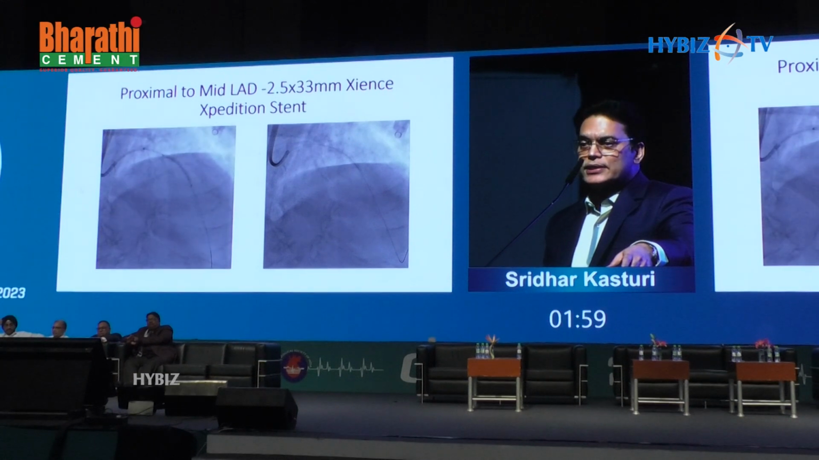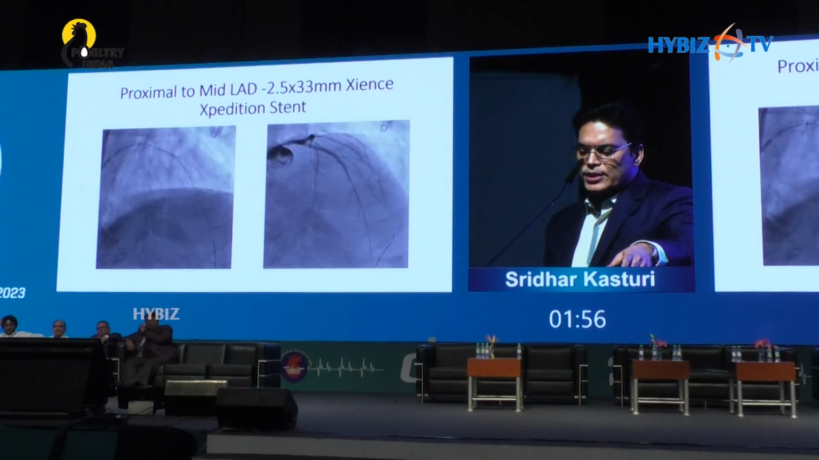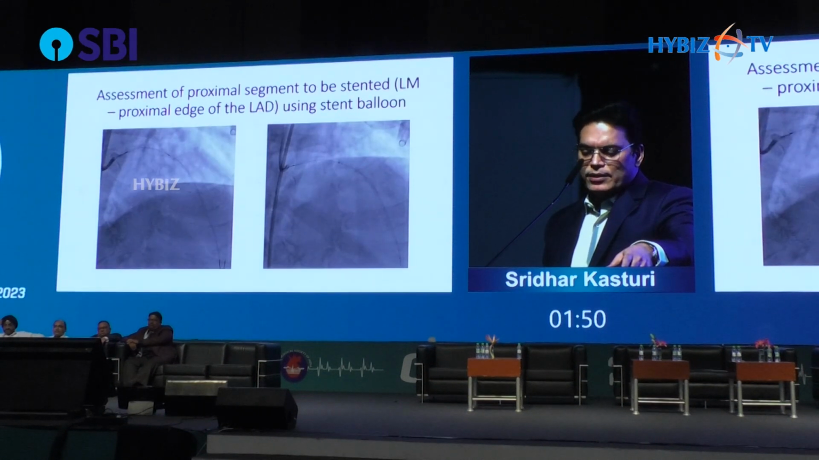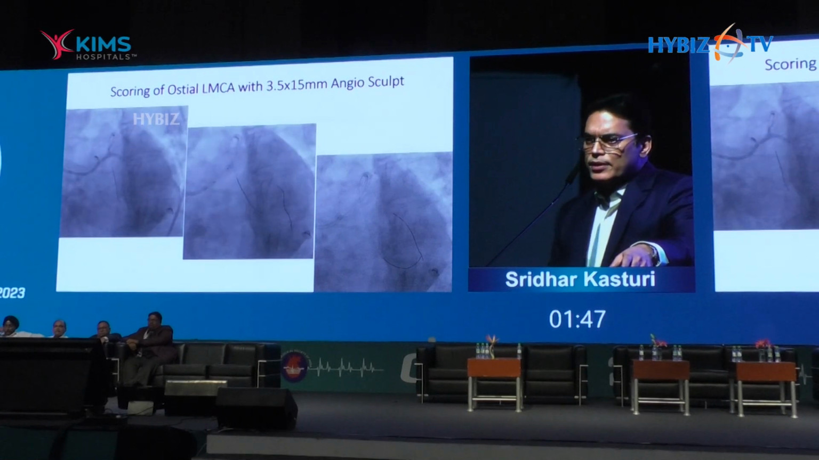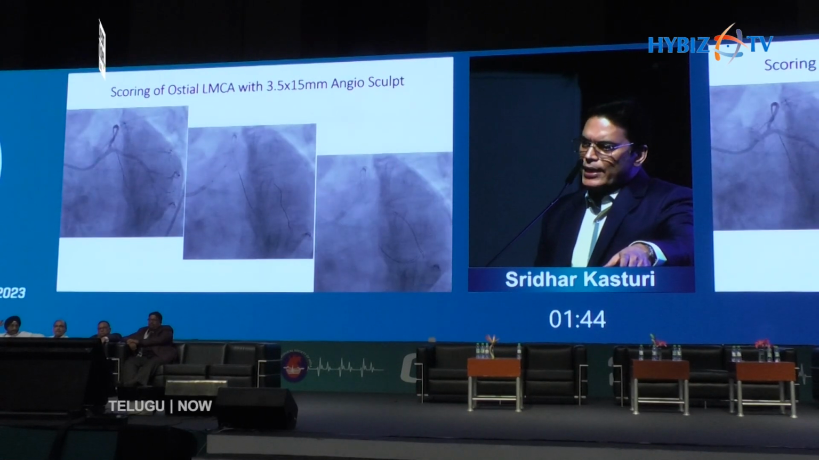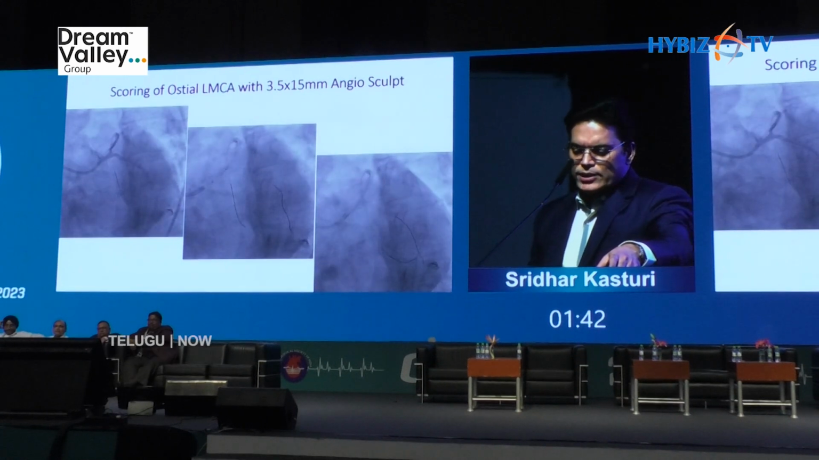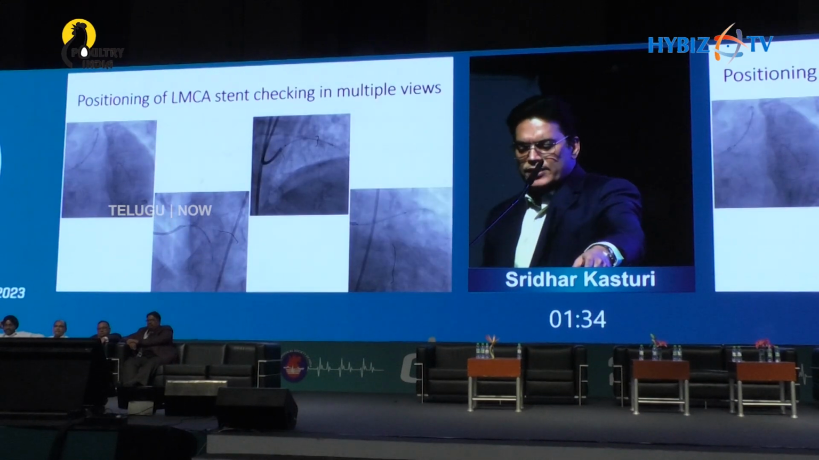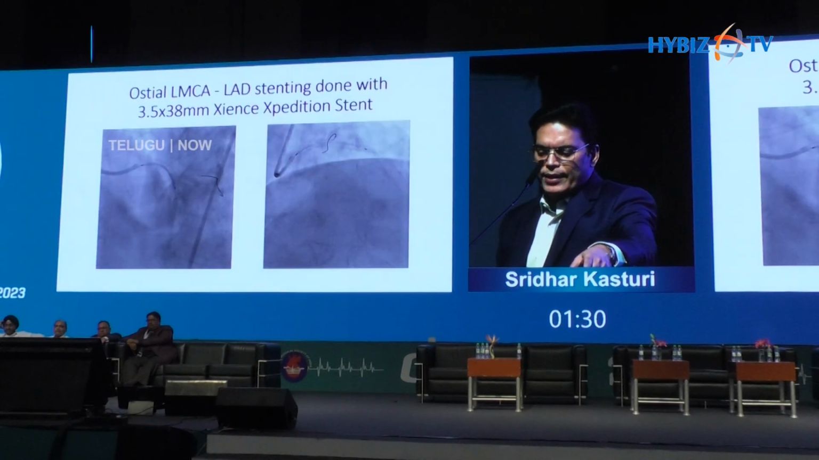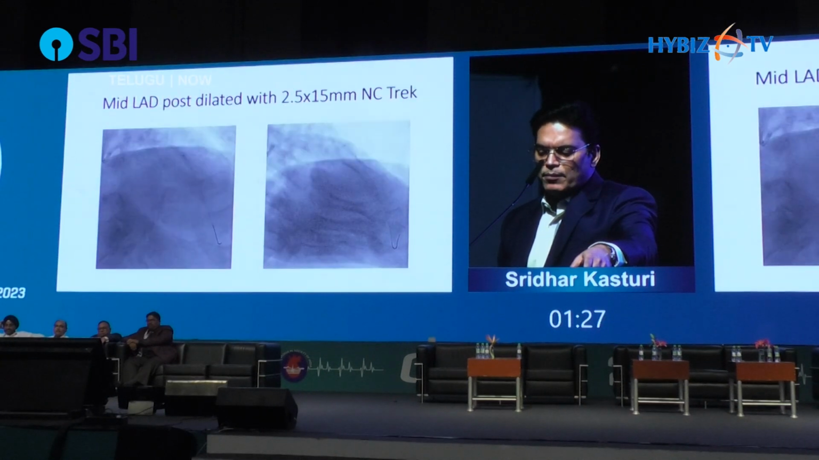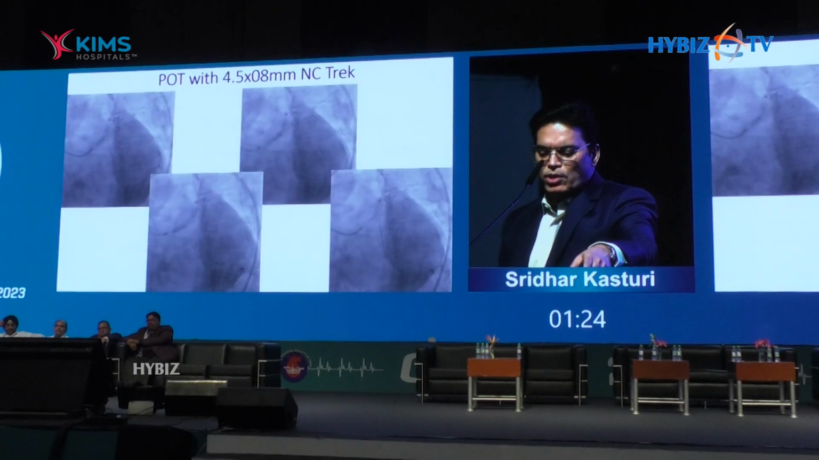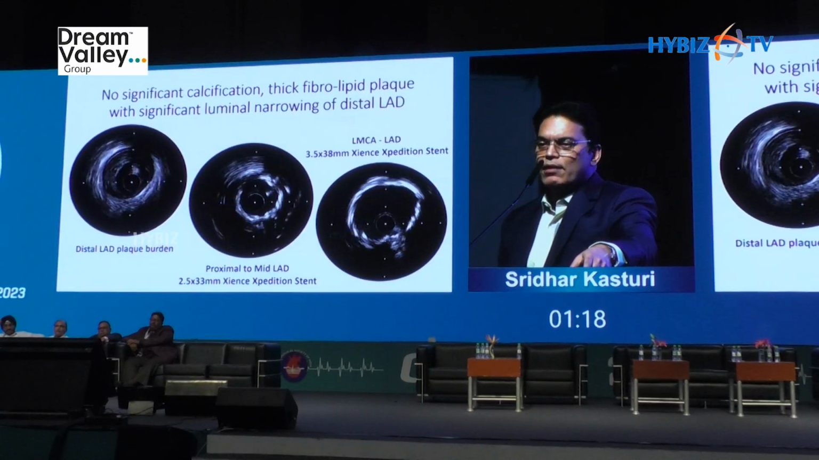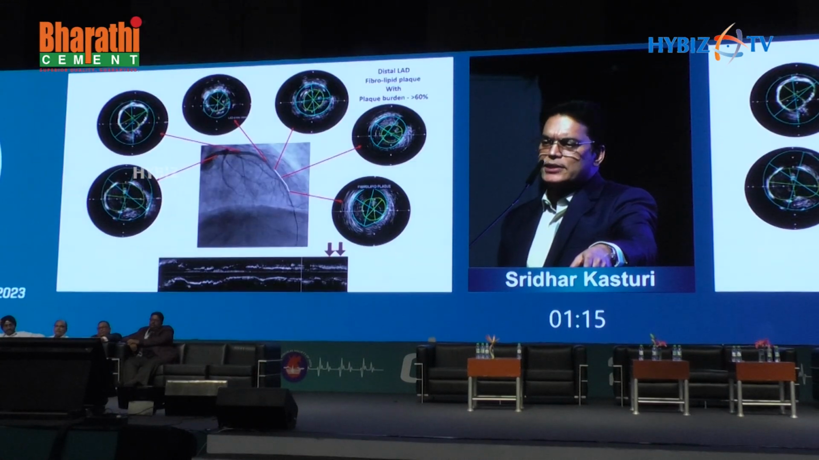Again guideline assist followed by 2.5 to 33 mm stent proximal to mid LAD, and assessment of the proximal segment and left main. We did the AngioSculpt, mainly to prepare the ostial LM for adequate expansion, in addition to the rota, and scoring of the ostial LM with 3.5 to 15 AngioSculpt, and then this is the positioning of the LM stent based upon the multiple views, and 3.5 to 38 mm stent, mid-LAD, again post-dilatation, part of the left main, and ostial flaring, and this is the post-stenting assessment. Distally still there is a plaque burden.